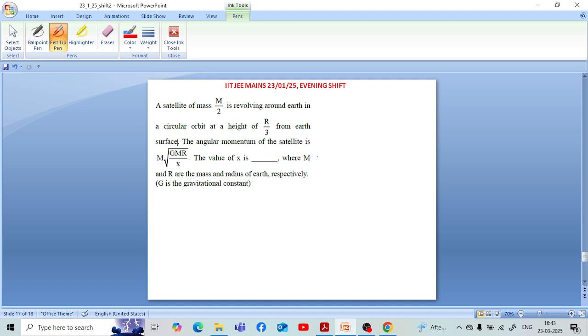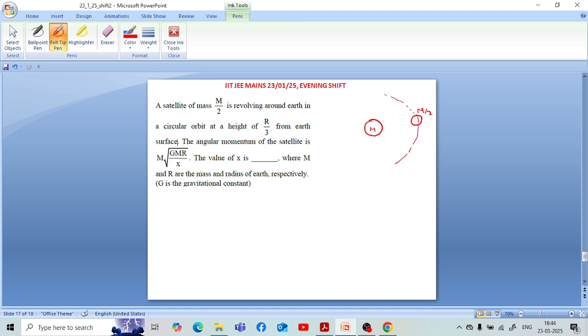So the problem is based on the topic gravitation, and in this particular problem we have to find out the angular momentum of a body rotating around the Earth. Now the situation is something like this: here is Earth, having a mass of M, and here is a satellite having a mass of m by 2. It is rotating in a circular path around Earth.